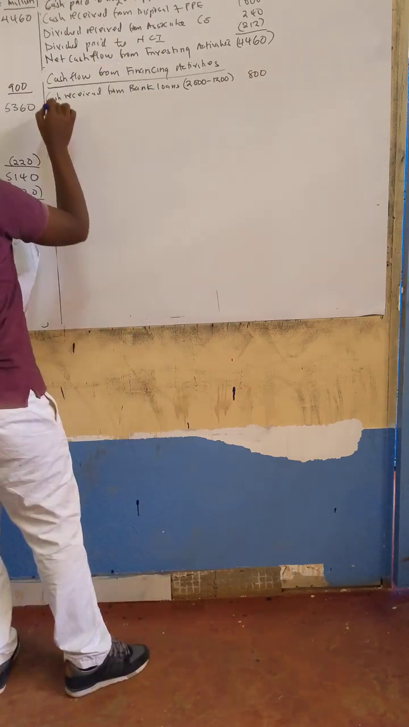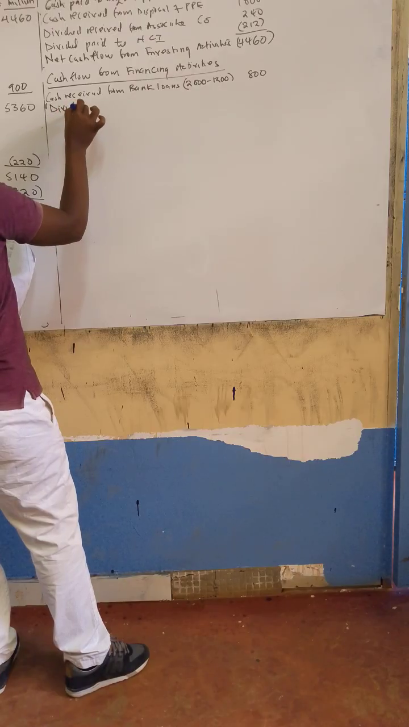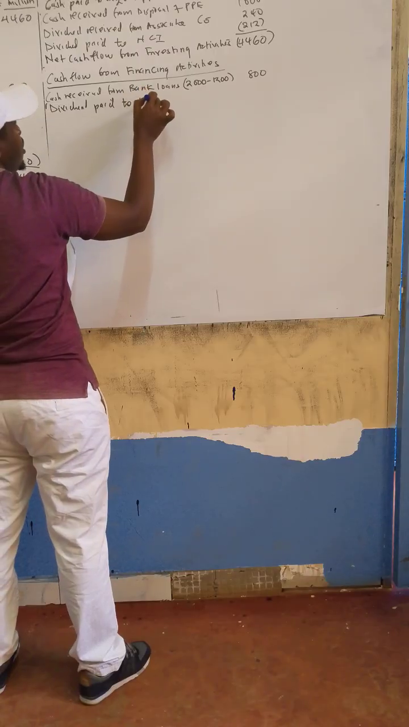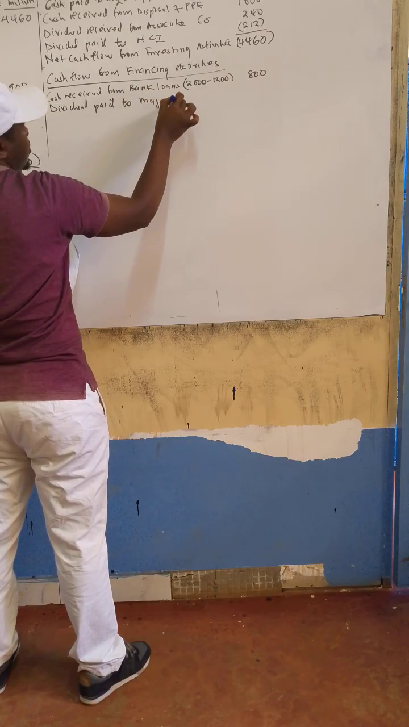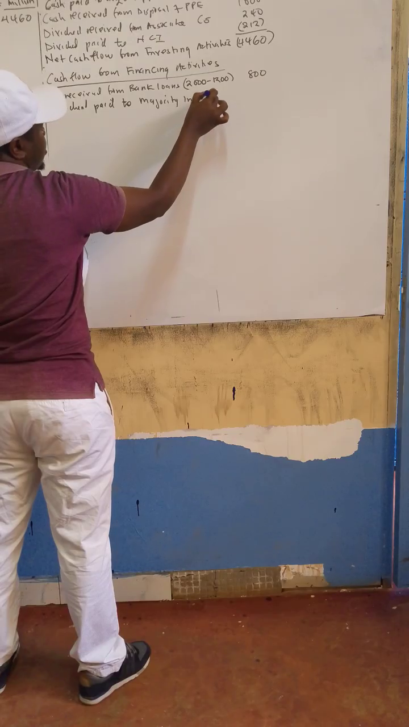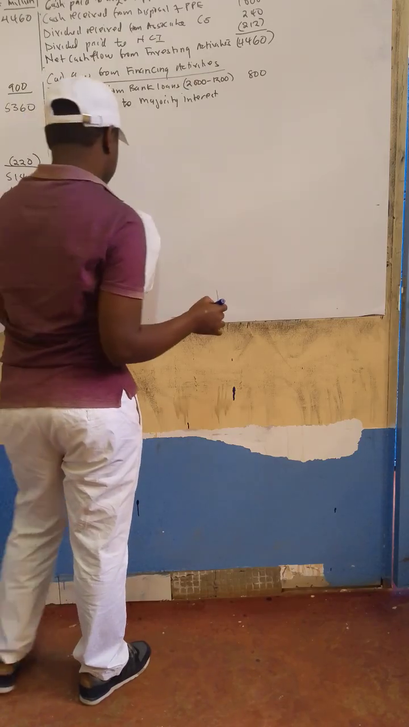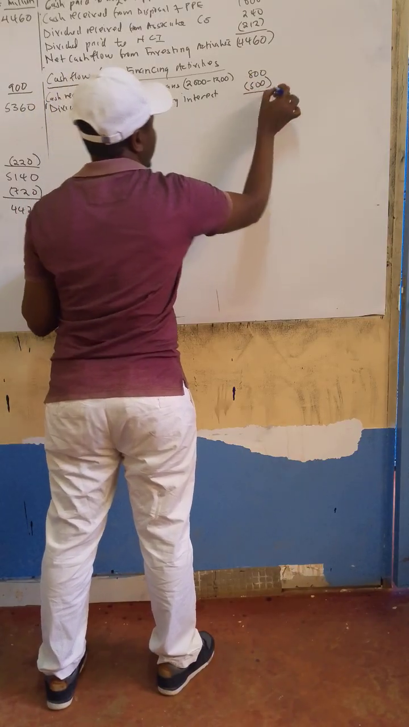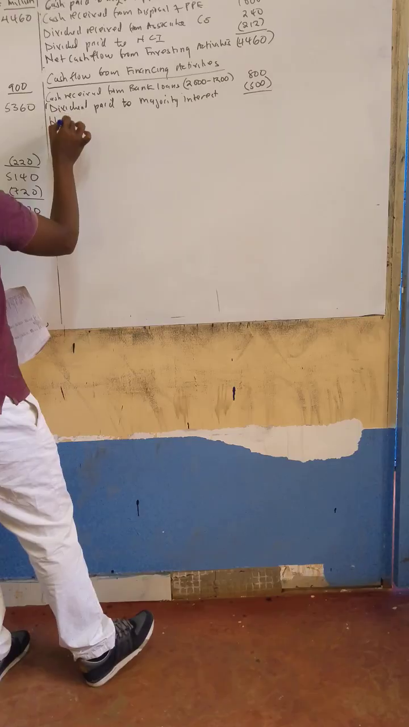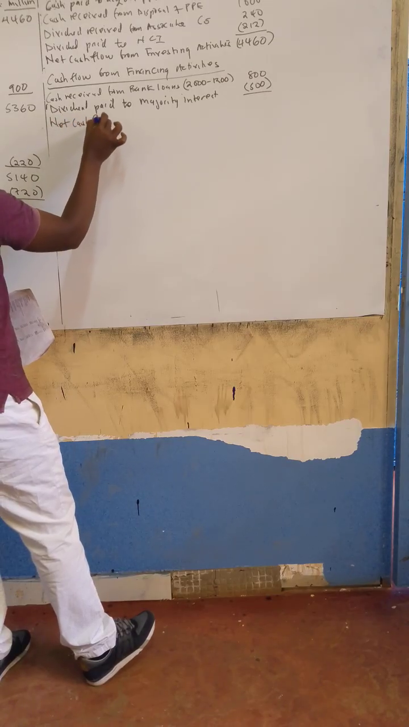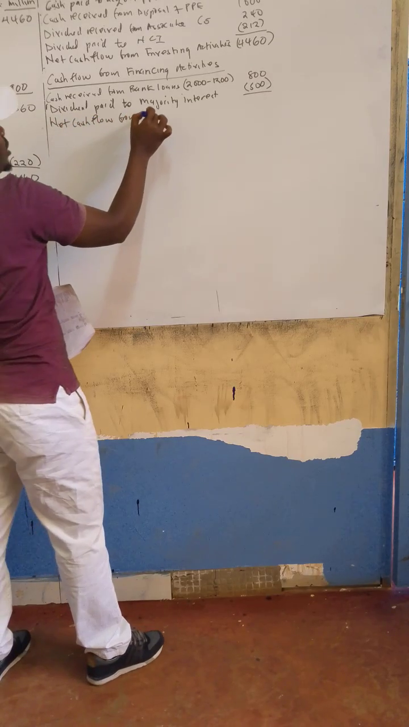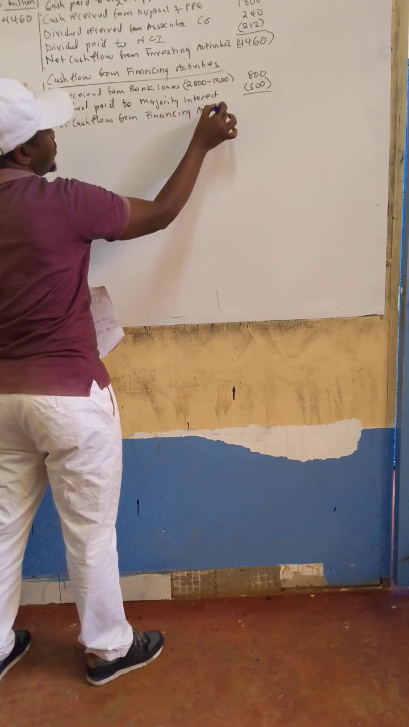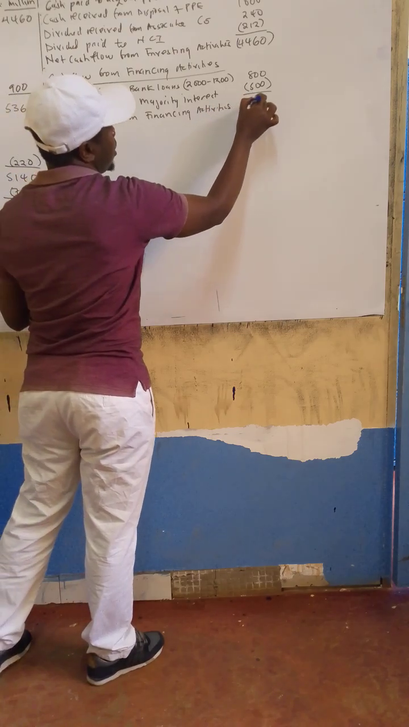And then dividend paid. Dividend paid to majority shareholders, majority interest. We found it to be 500. So that's part of working. And look at net cash flow from financing activities. It was 300.